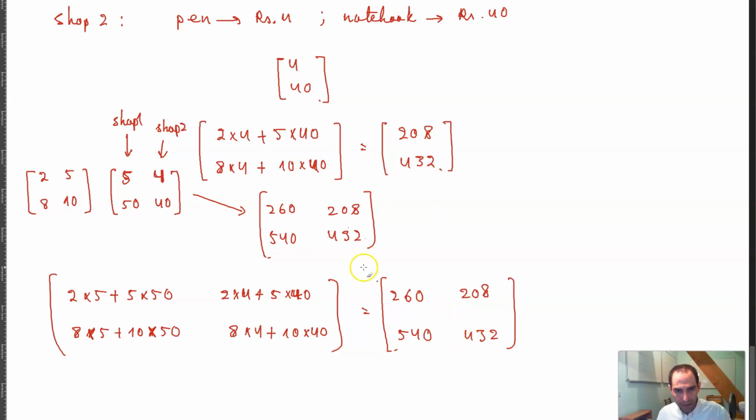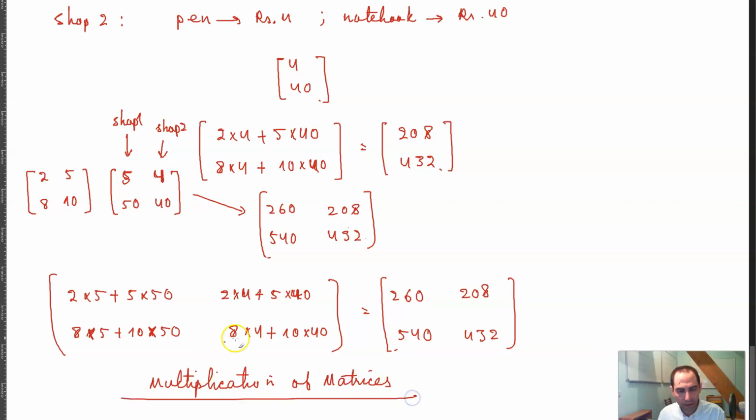So you get the exact same matrix that we had here: 260, 208, 540, 432. Now, you saw that we were multiplying, for example, 2 by 5, 5 by 50, and 2 by 4, 5 by 40, and so on and so forth. So this operation by definition has been called the multiplication of matrices.